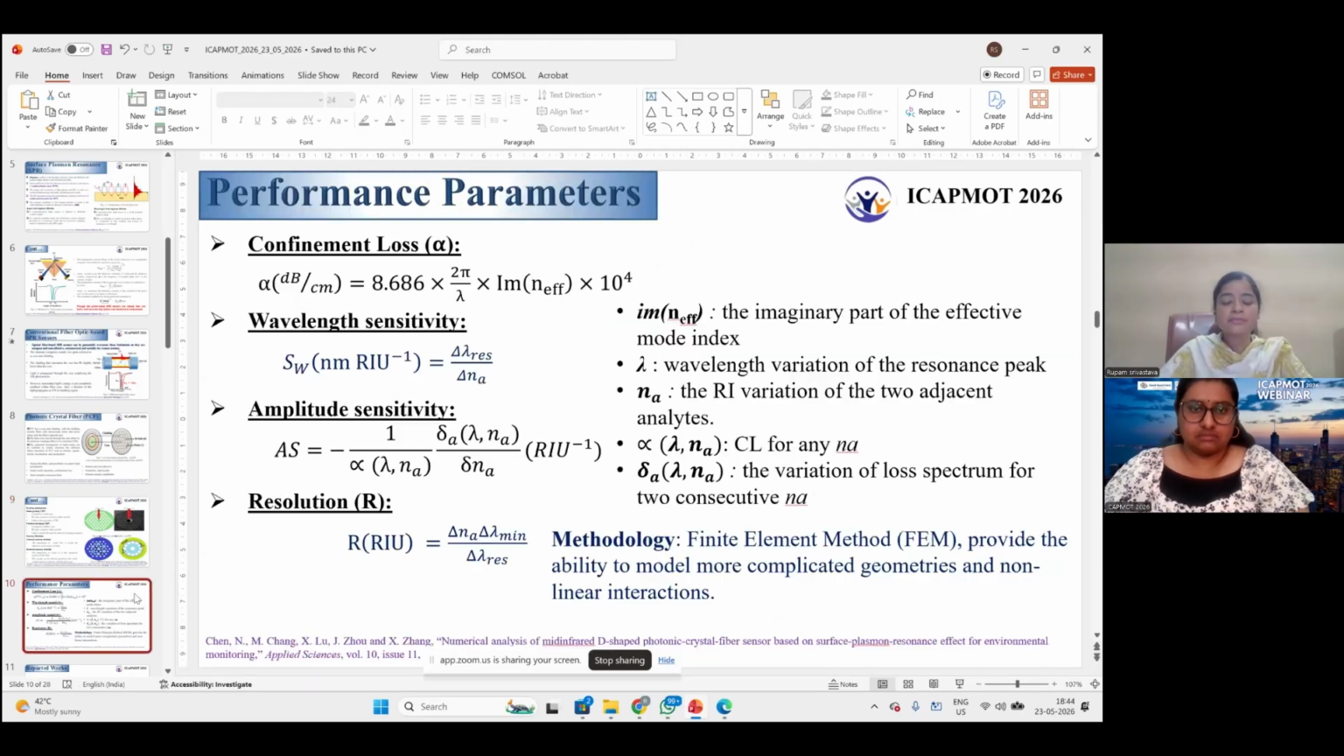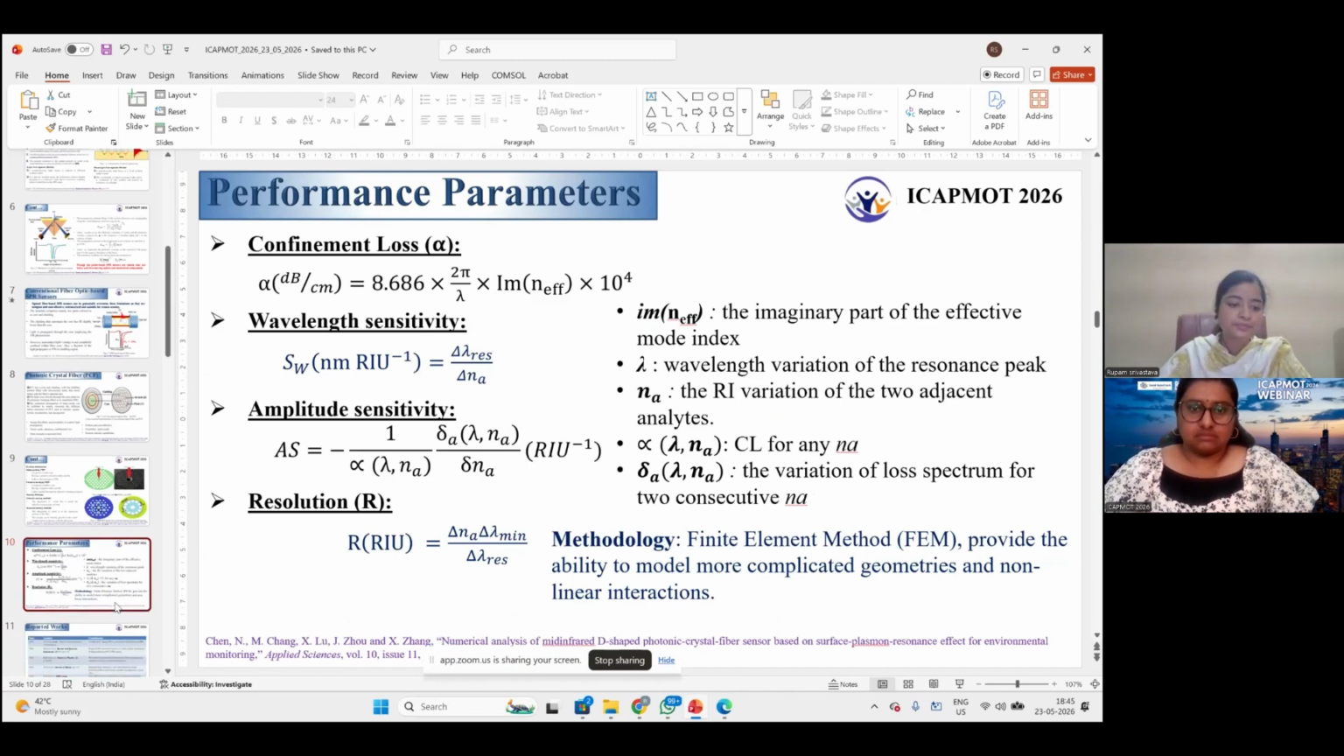And these are the performance parameters which are to be detected during the analysis. The first one is confinement loss. Second is the wavelength sensitivity. We can also obtain the sensitivity with the help of the amplitude sensitivity method, and another parameter is resolution. Some other parameters are also there, like FWHM, full width at half maxima, figure of merit, etc.